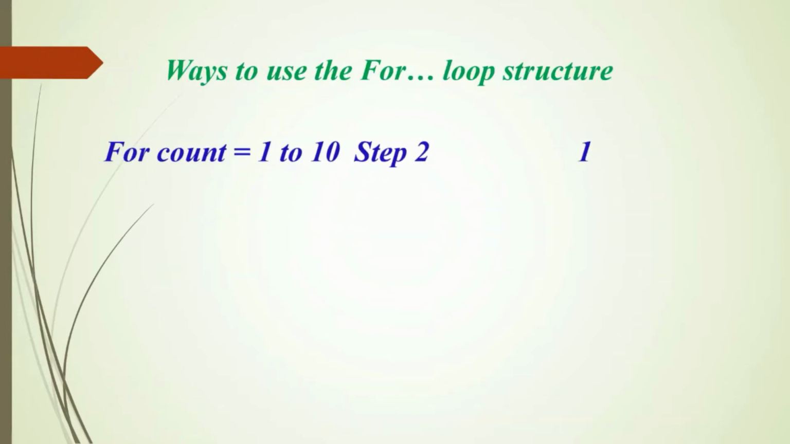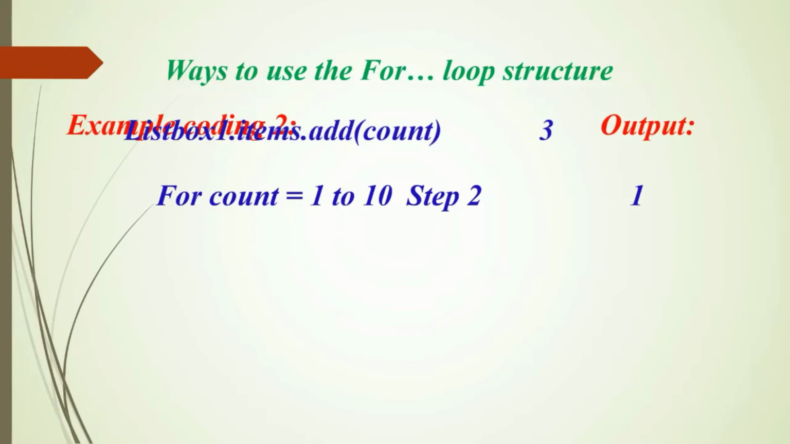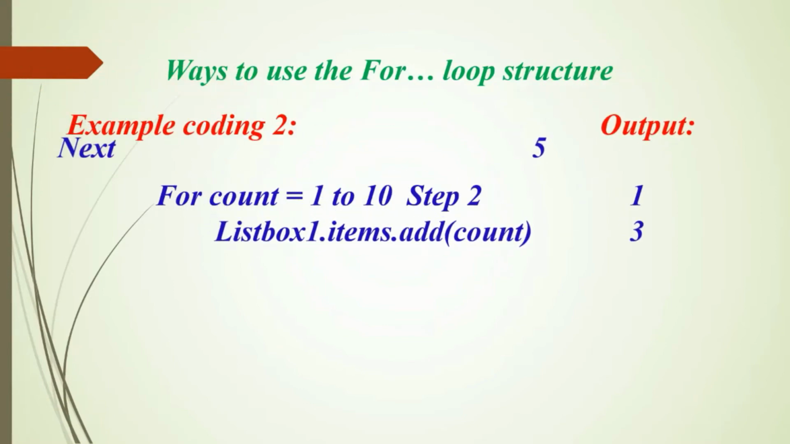Let us see another example. I just use the parameter step here. For count equal to 1 to 10, step 2, listbox1.items.add of count, next. Here I use the counting variable name count, the starting value is 1, its end value is 10, and the increment is 2.